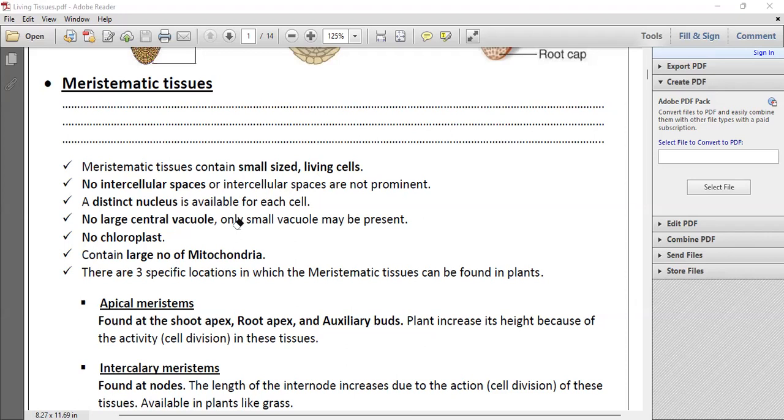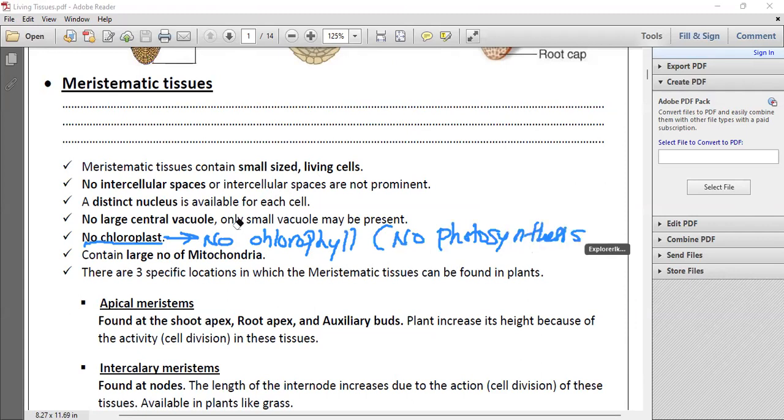Then the next thing is no chloroplast. No chloroplast in the sense no chlorophyll, right? That means no photosynthesis. Guys, keep it in your mind. These cells have no duty given to carry out photosynthesis.